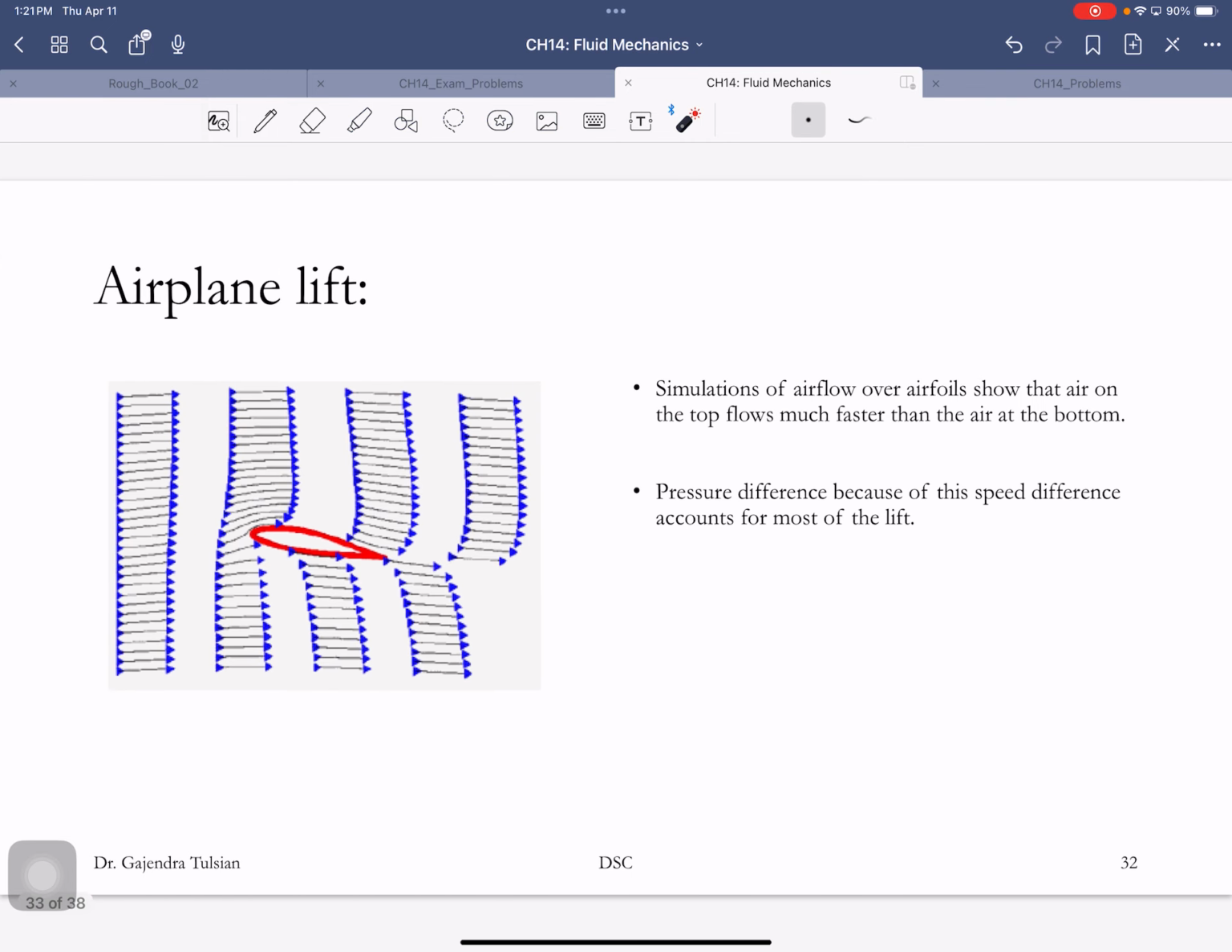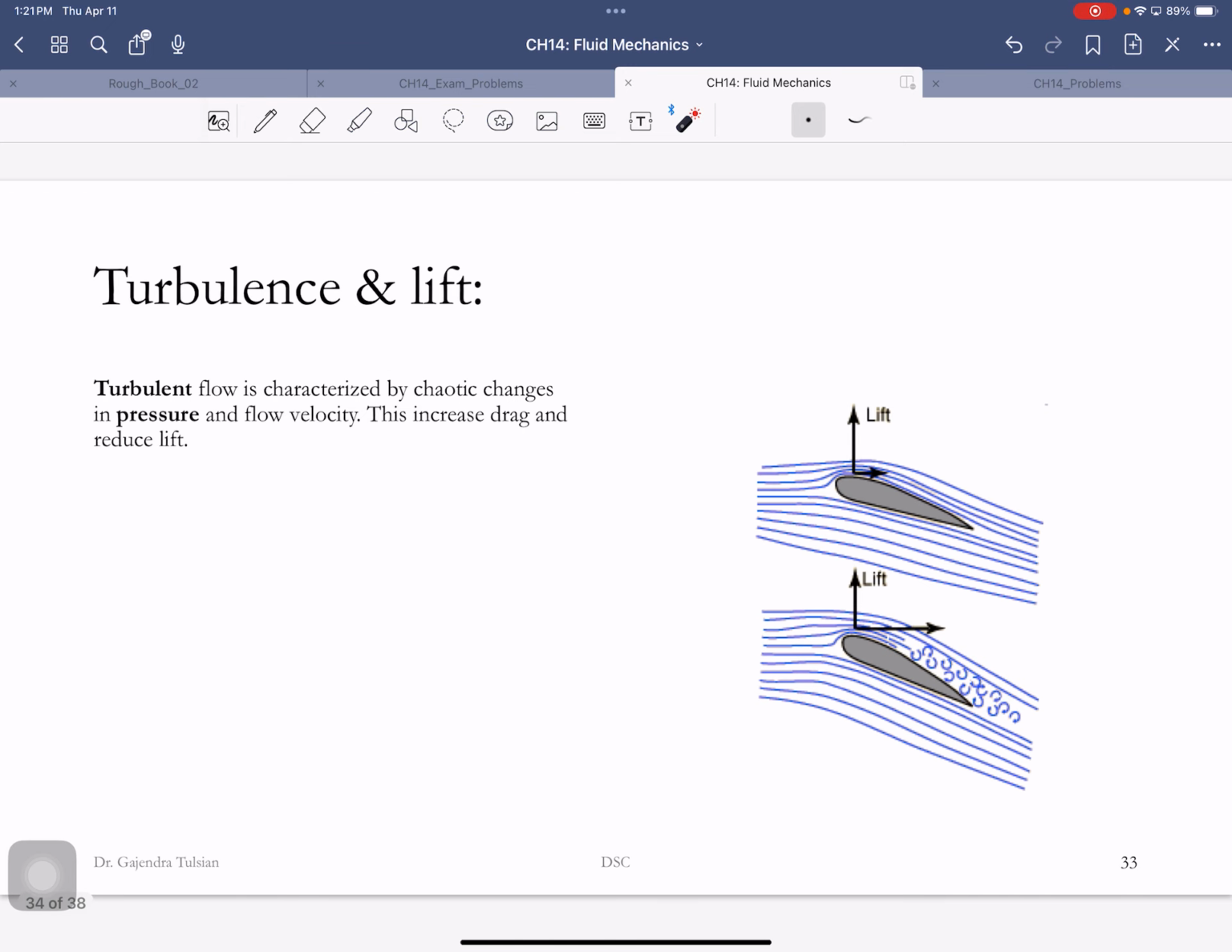All right, so here's a computer simulation showing you that this air is moving faster than the air at the bottom. You don't want to increase the angle of attack too much because you don't want turbulent flow. If you get turbulent flow, then drag increases and lift also decreases because the pressure is unpredictable then.